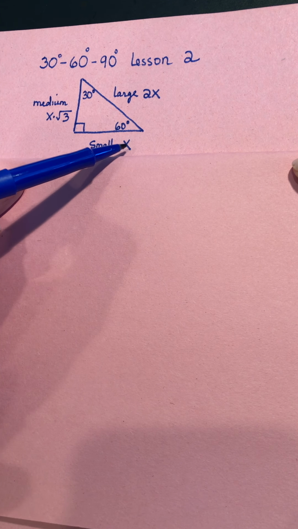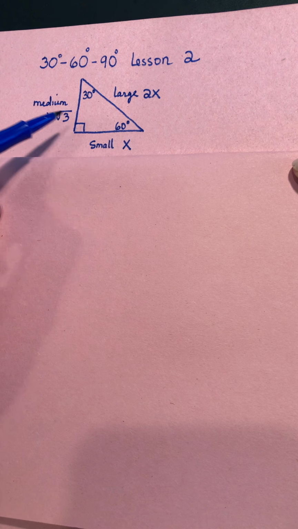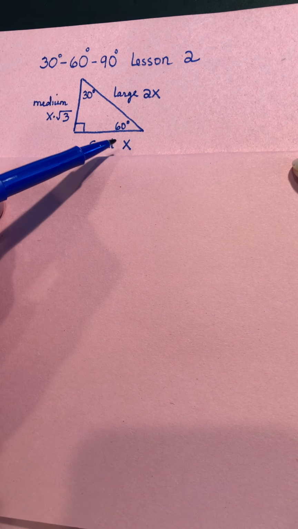Small, if we didn't know what it was, we call it X. The large side would be twice as big as the small side, so 2 times X. And the medium side would be the square root of 3 times as big as the small side.